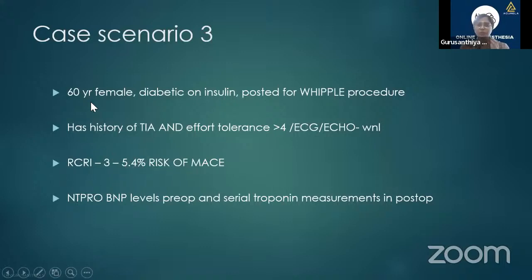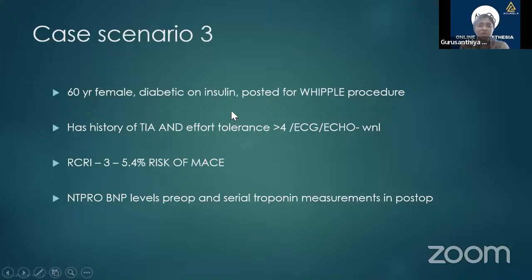But the patient is more than 45 years old and has a significant history with a risk of more than 3. So you check the preoperative NT-proBNP levels, and it is normal. How will you evaluate this patient? Since the effort tolerance is more than 4 and other investigations are normal, you need not evaluate further. Since it is a time-sensitive surgery because of a tumor, you can go ahead with the surgery with the increased risk of MACE. In the postoperative period, you have to do serial troponin levels to find out if the patient ends up with a myocardial injury following non-cardiac surgery.